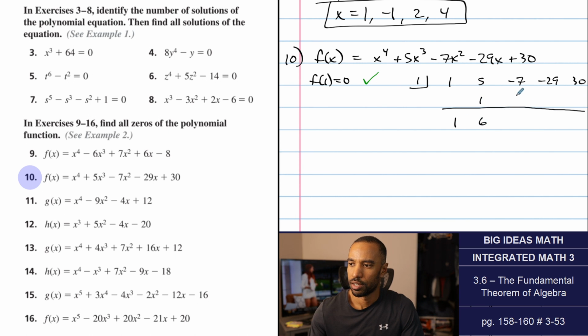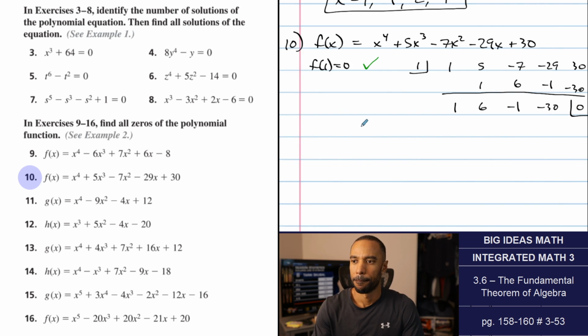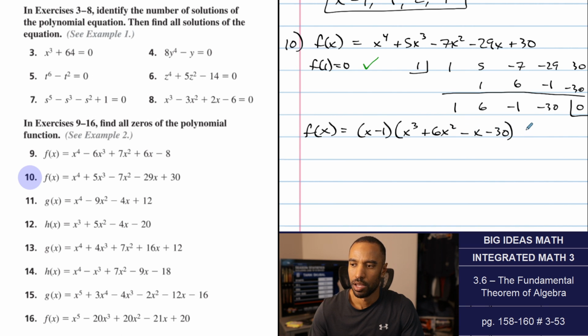So here, this now factors to x minus 1 times x cubed plus 6x squared minus 1x minus 30. Still not factorable by grouping. Let's set it equal to 0 actually now.